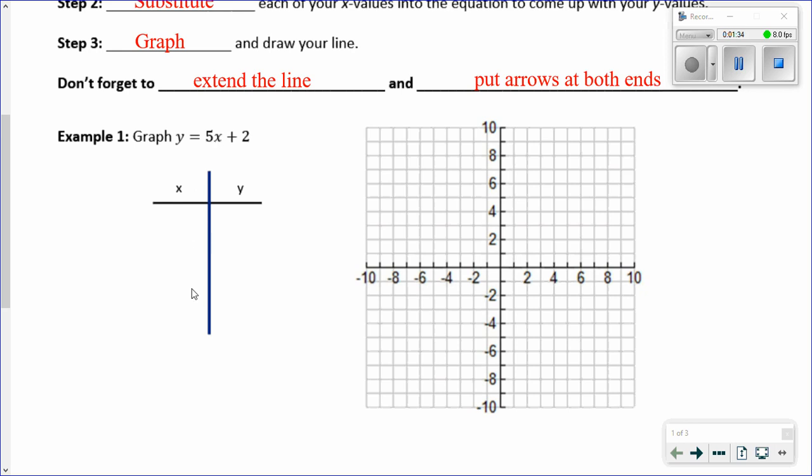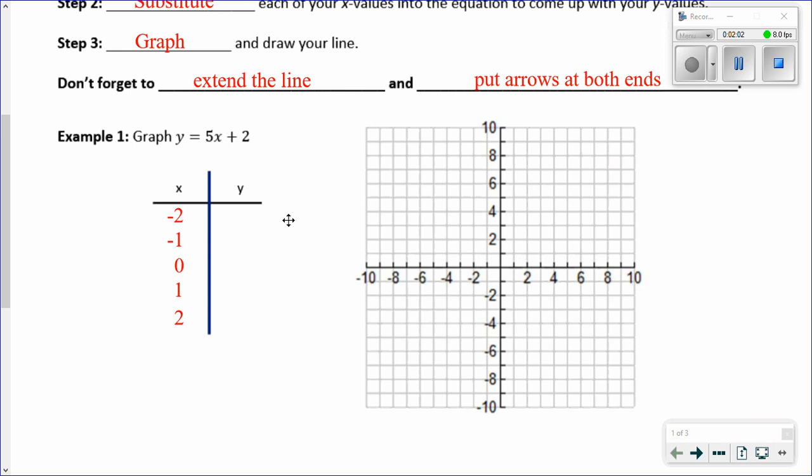So the first thing I'm going to do is pick some x values, and I'm just going to fill in this table so I have my x values. So I'm going to pick -2, -1, 0, 1, and 2. I'm not going to make them super complicated. I like to have both positives and negatives just to see what happens throughout the whole graph, but it's up to you.